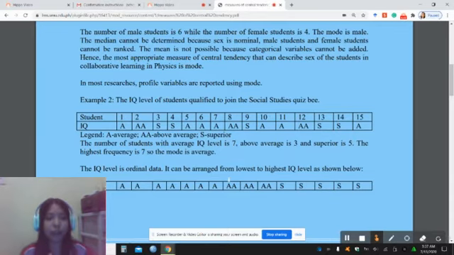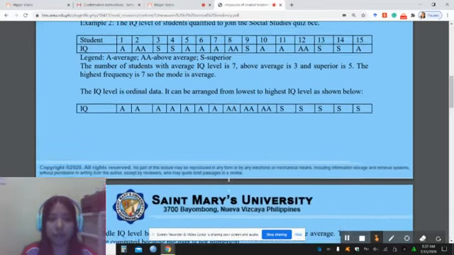And then if we're going to compute for the mean, just like sex, we cannot add male plus female, and we cannot add average plus above average plus average plus average, and so on. So if the data is ordinal, we can only determine the mode and the median, but not the mean.